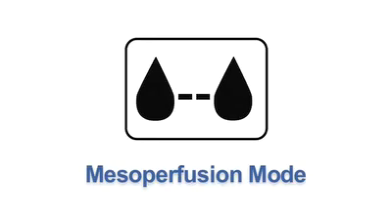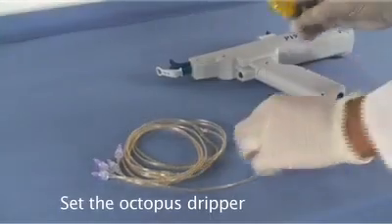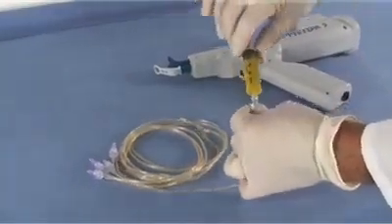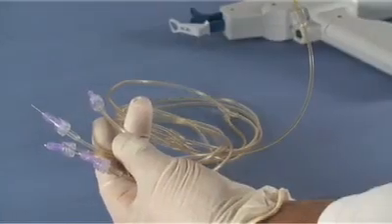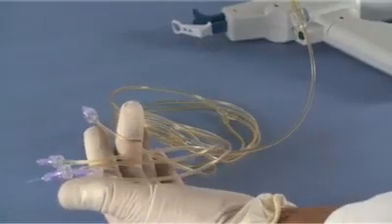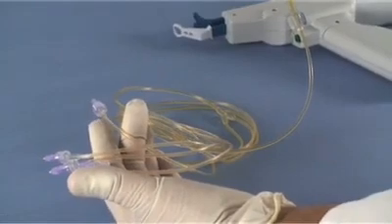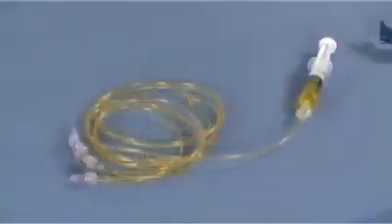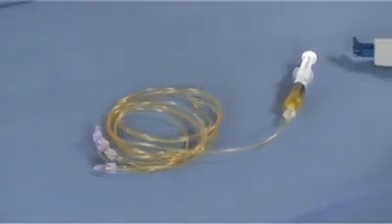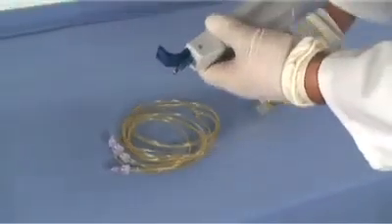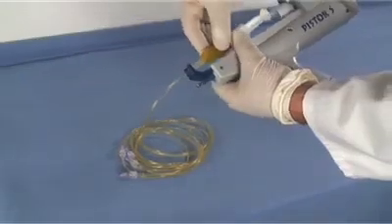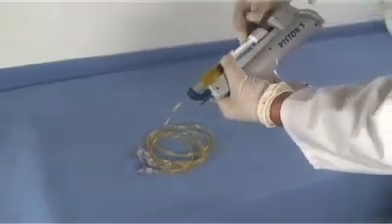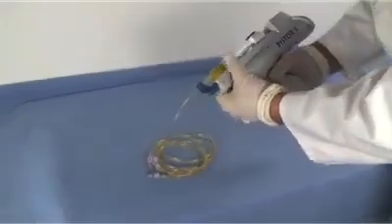When this symbol is selected, you are in mesoperfusion mode. Set the octopus draper and needles on syringe. Fill in the octopus limbs with part of the medicine cocktail. Place the syringe dripper set on the injector and pressurize.